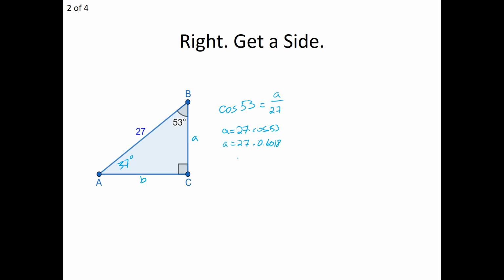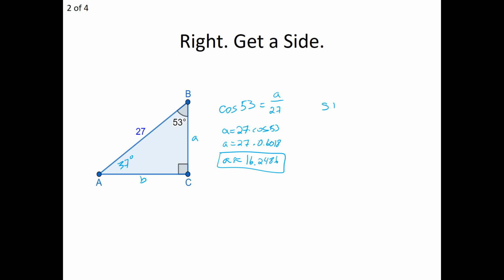0.6018. We're going to multiply the 27 by our value there, and we are going to approximate this now. So I'm going to say approximately A is 16.2486. And there is our missing side for our A value. Now let's find our B value. In this case, I'm going to go ahead and use sine.